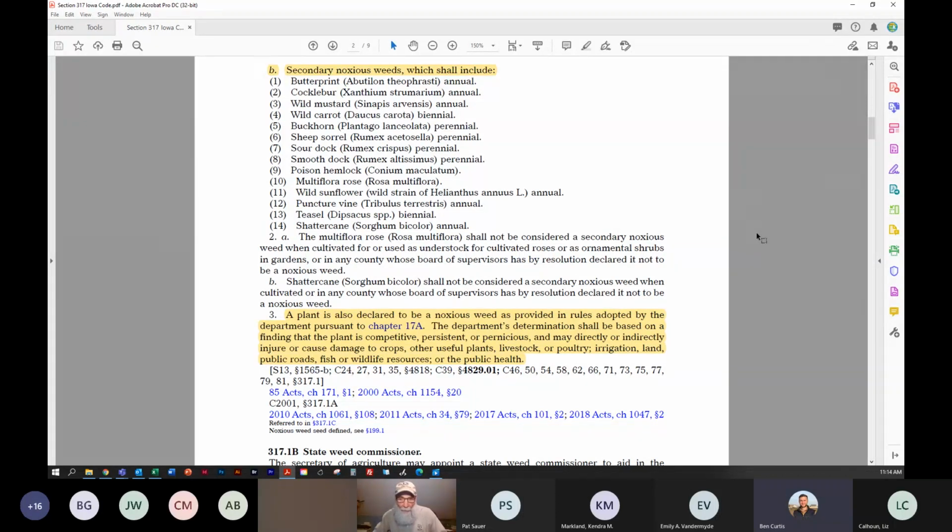I think it says there, based on the finding that the plant is competitive, persistent, pernicious, and may directly or indirectly injure or cause damage to crops, other useful plants, livestock, or poultry, irrigation land, public roads, fish and wildlife resources, or the public health. So it is very, very broadly defined in terms of the negative impact that this plant may have.